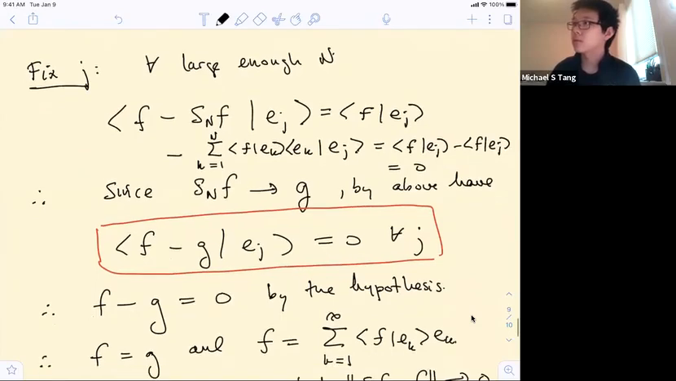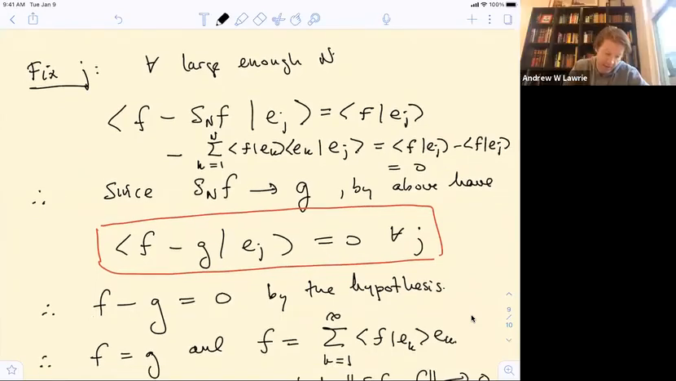So as long as N is bigger than or equal to J. This is what I mean by N large enough. For every N bigger than or equal to J, this is true. This pairing is just identically equal to 0.